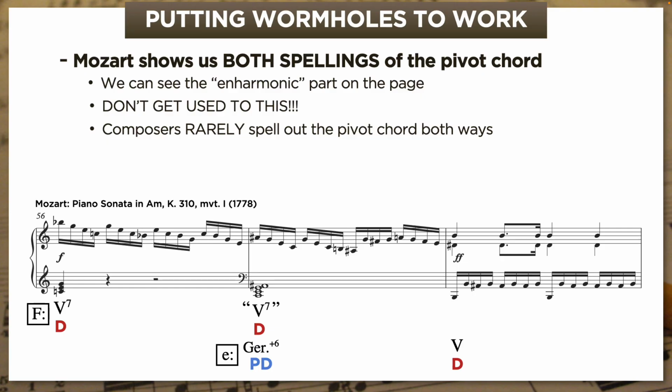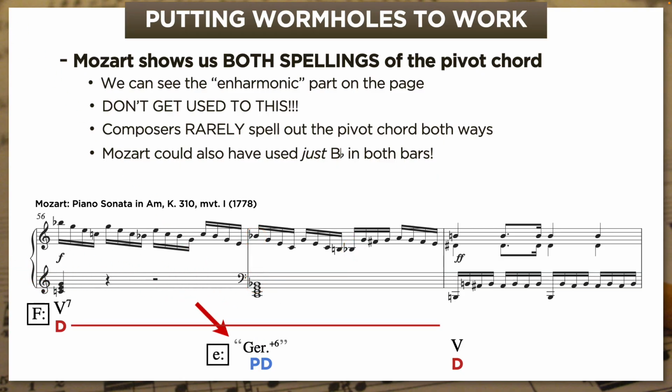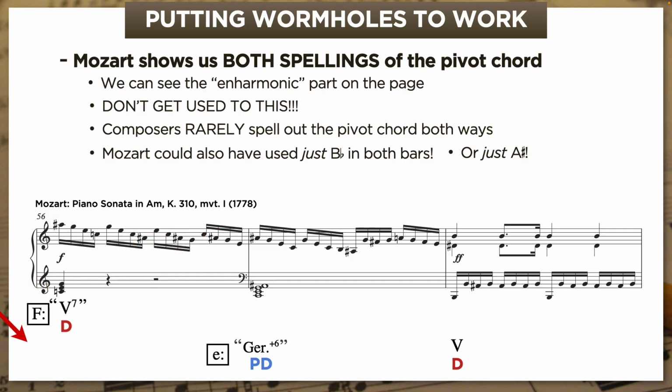Mozart could have done that too. He could have pulled off this same modulation using just B flats in both bars with no A sharps at all. But in that case, we'd have to change our analysis. Now the scare quotes would be around the German sixth symbol since there's no actual German sixth on the page. Or he could have just used A sharps the whole time from the very beginning of the avalanche. Then the scare quotes would be around 5/7 the whole time, because now there's no actual 5/7 on the page.